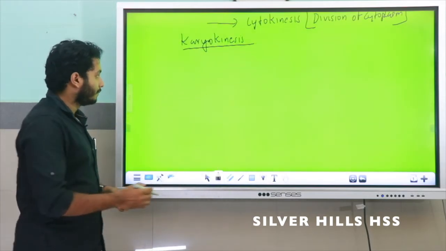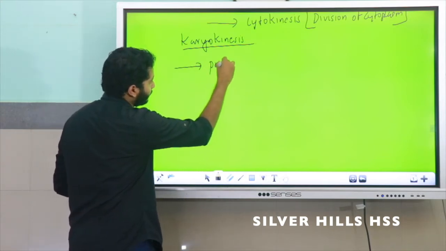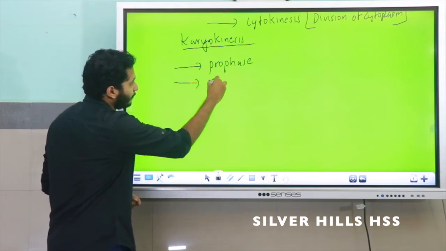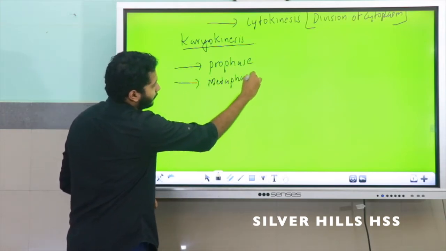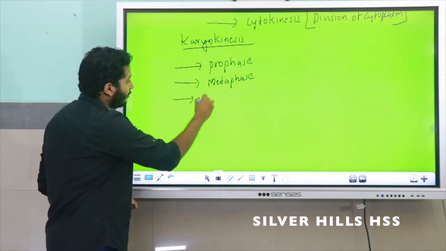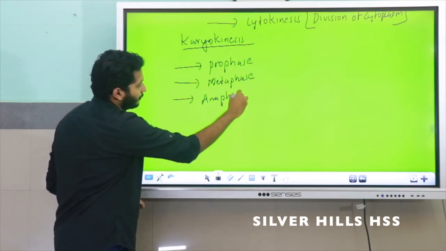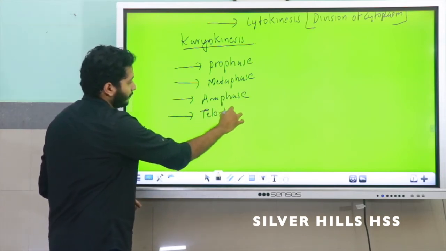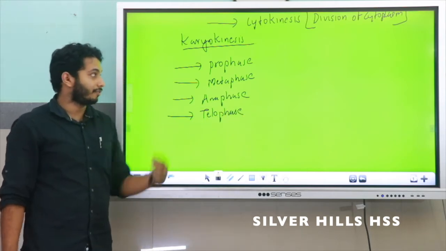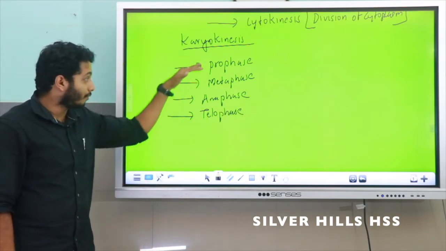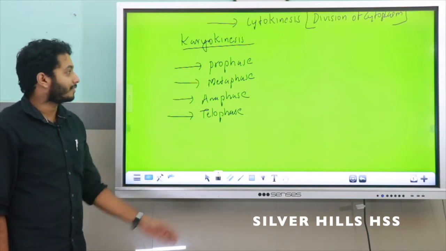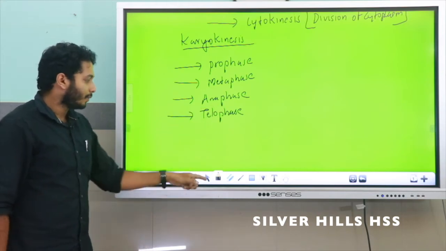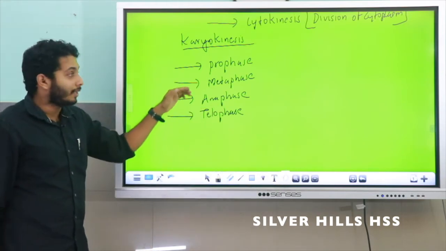The 4 stages are, one is the prophase, the second one is metaphase, the third stage is anaphase, and the last stage is the telophase. So, karyokinesis means division of nucleus, and this karyokinesis possesses 4 different stages. Let us discuss what all are the changes taking place during all these stages.